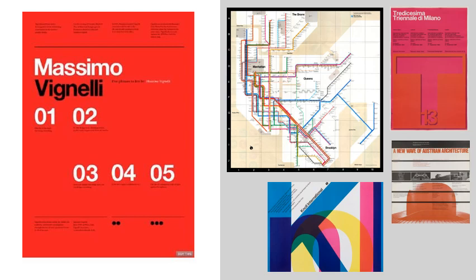Massimo Vignelli was a big designer in the, I want to say, 80s. He's actually the guy who designed the New York City subway map, which I think is really cool. He did a lot of stuff. He was definitely really busy for a decade or so. But again, he was all about legibility. He loved the typeface Universe.